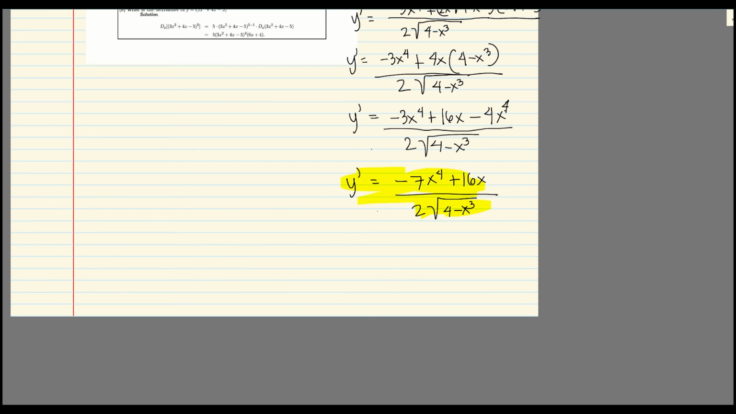Oh wait, we can also still simplify this one. We extract the x, and then what we have left is 16 minus 7x to the power of 3 over 2 square root of 4 minus x cubed. Okay, so that's still the same answer. All right, that's it.